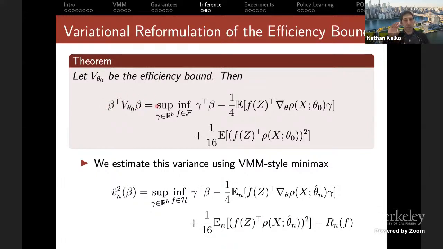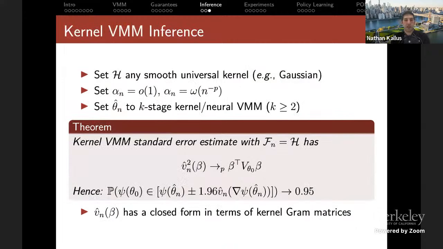That is going to be given by its own smooth game. Again, we're going to look at a game between this B-dimensional gamma and F, but now it's sup inf instead of inf sup. So all we're going to do is take this characterization of the efficiency bound, replace expectations with empirical expectations, and add a regularizer because we can. Okay, and then that's going to be our VMM style estimate of this variance. And we can show that under these same conditions that we had before, kernel VMM standard error estimates are going to be consistent.